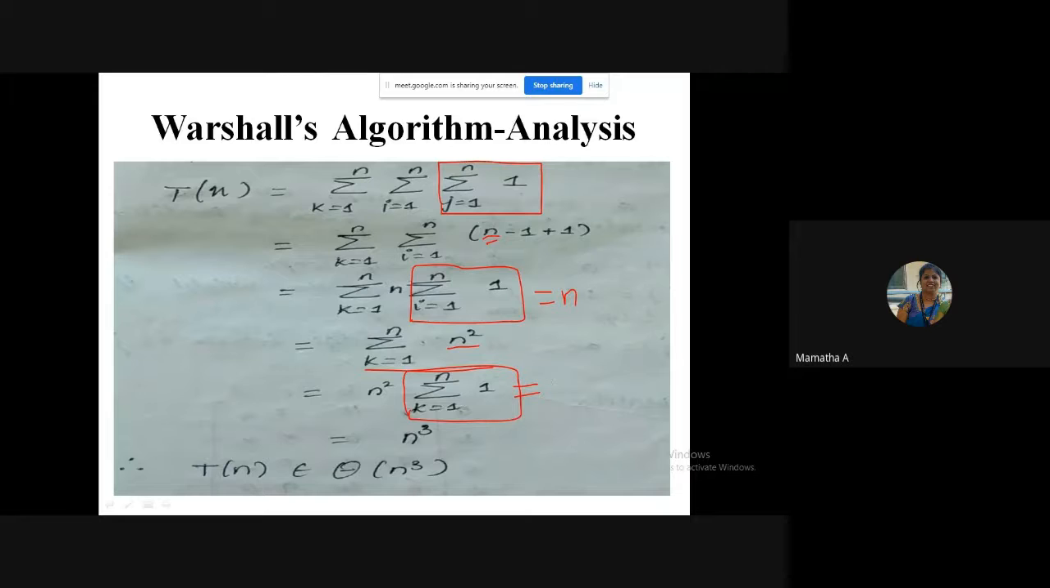k equals 1 to n of 1. What's the answer? What is the answer? Which formula again will I have to use here?